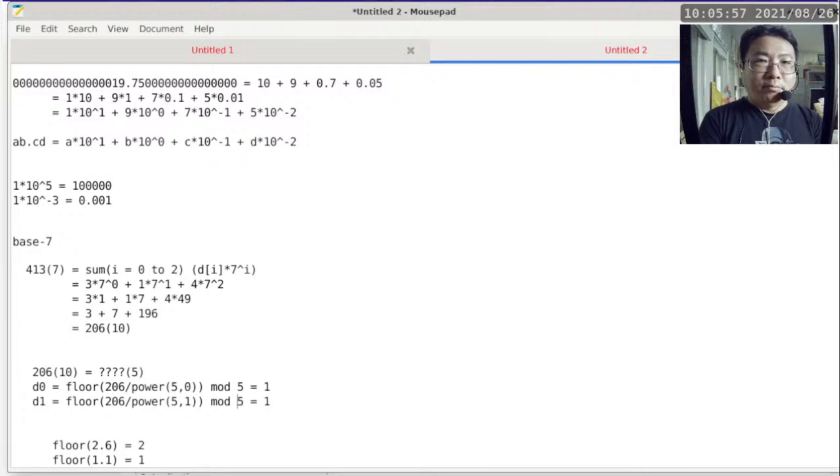Let me try to spell this out, just in case I did something wrong. So we have the floor of 206 divided by 5, the whole thing mod 5, right? So 206 divided by 5 is 41. So we have 41 mod 5, and the answer is 1.